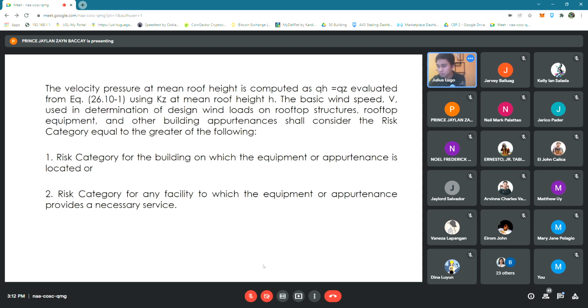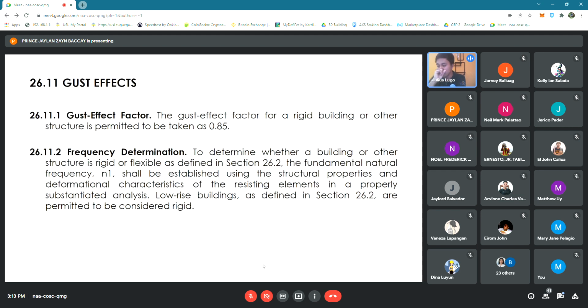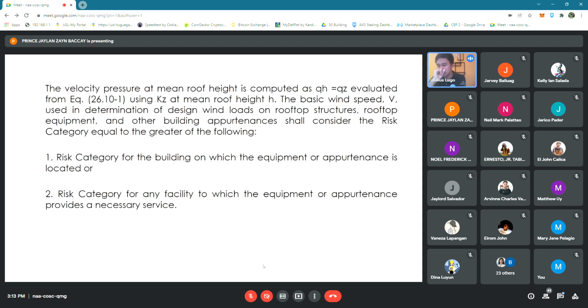For the velocity pressure, we modify the risk categorization. But anyway, normally we consider the risk categorization to be under 1, so that we maximize the risk in order to get the best design. Not really the best design, but the more stable design. Next, we have 26.11.